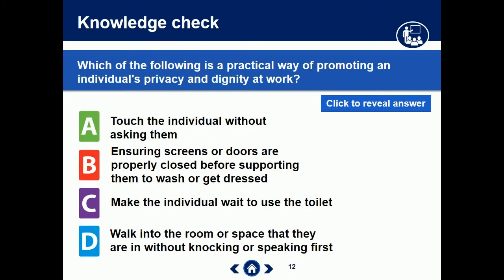Trainer should ask class why they chose the correct answer. Feedback. A. To touch a person, you must enter their personal space. You should always ask the individual before you touch them in any way.